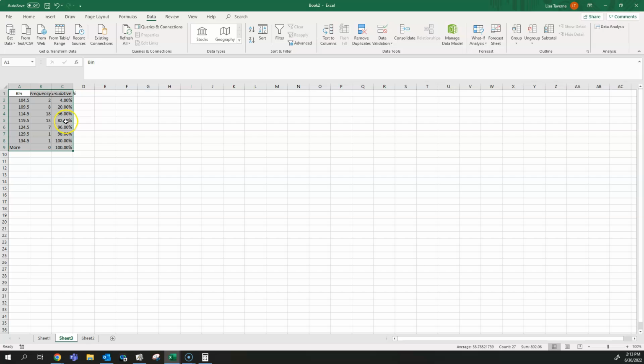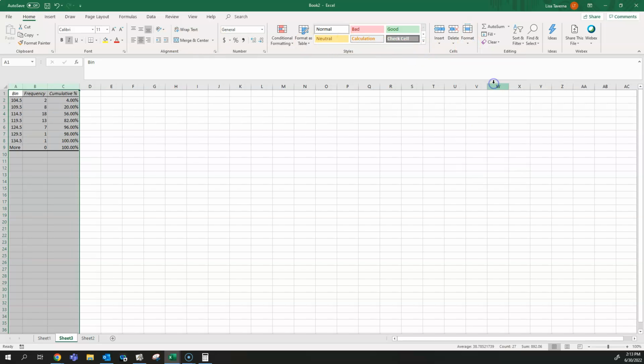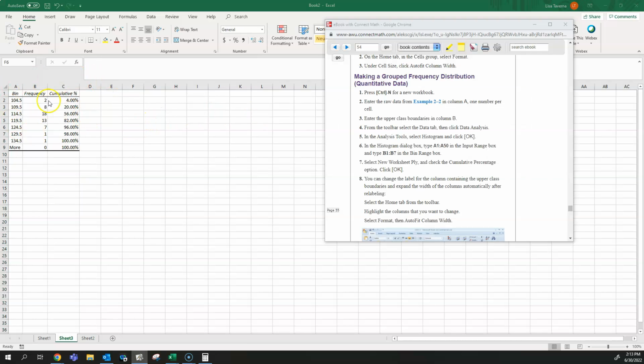So it created our frequency distribution. Notice sheet 2 is still down there. This is a new sheet it created, and that was the checkbox where we check new worksheet. We can do what we did before, highlight these columns, go to the Home tab, go to Format, and AutoFit Column Width. We now have our group frequency table.